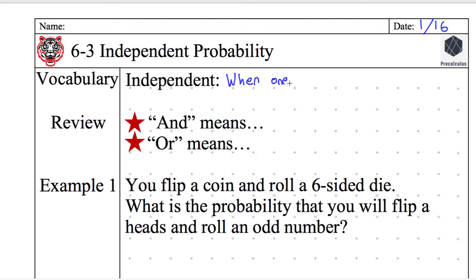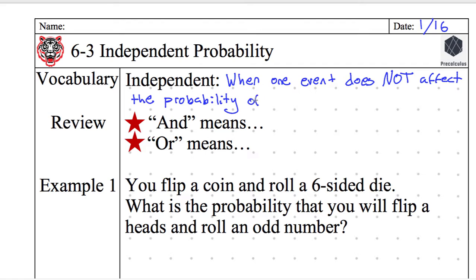When one event does not, capital not, affect the probability of the other event. And that works both ways.